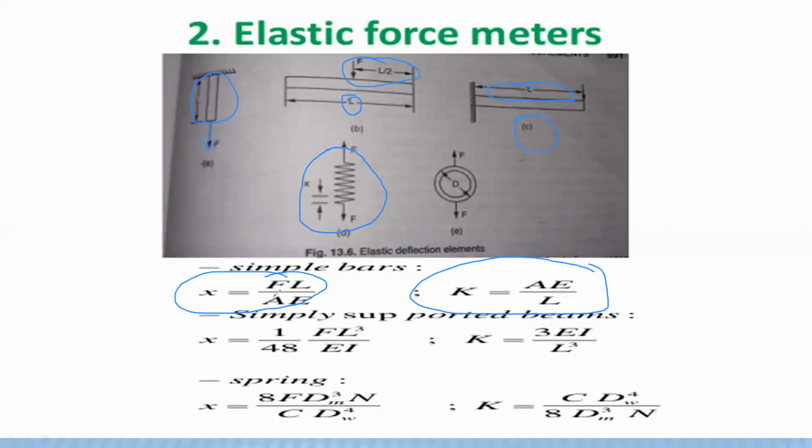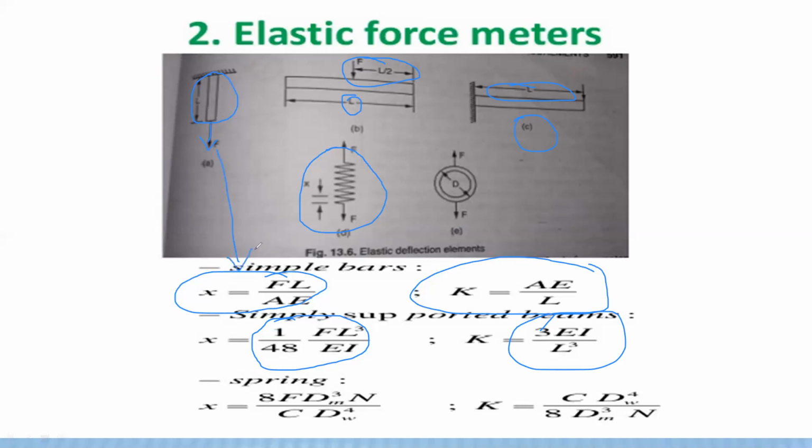You can see the formula: X is equal to FL by AE, and K is equal to AE by L. Now I am taking simply supported beams. The formula is X is equal to 1 by 48 into FL cube by EI, and then K is equal to 48EI by L cube. In elastic force meters, you can take simple bars.